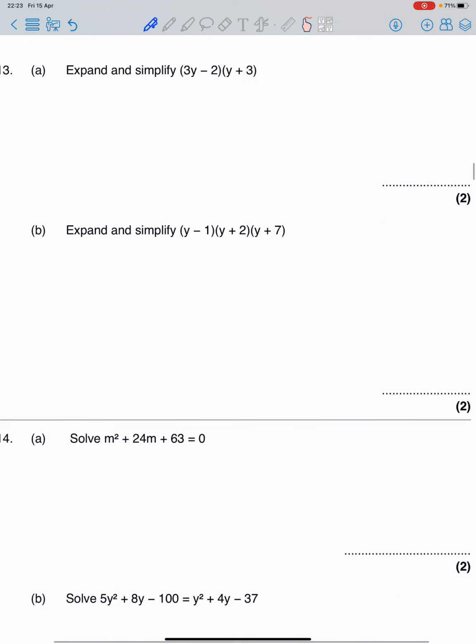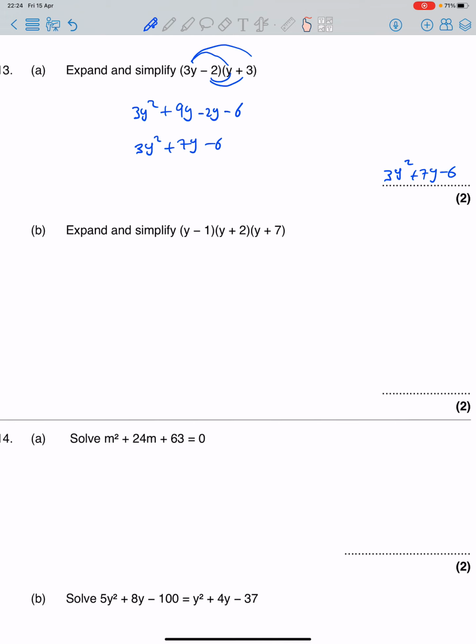Let's move to the next question. Question 13 says expand and simplify. So this is fairly okay. We've got 3y times y, which is 3y squared. 3y times 3, which is plus 9y. Minus 2 times y, which is minus 2y. Minus 2 times 3, which is minus 6. Simplifying gives us 3y squared plus 7y minus 6. So we've expanded and simplified.